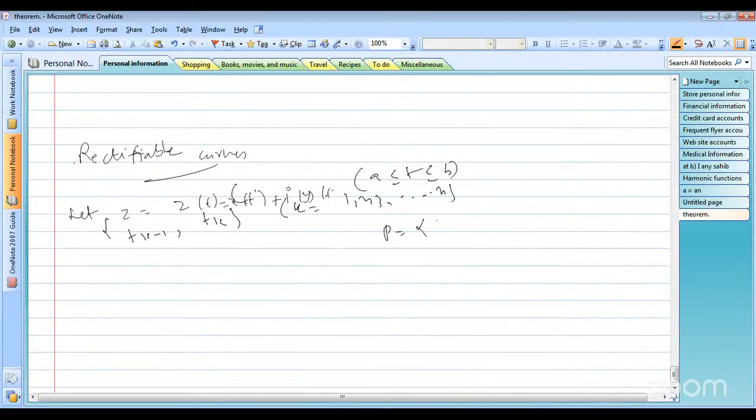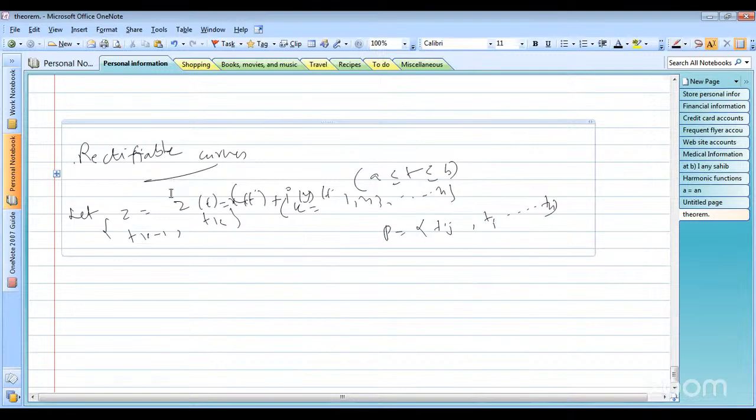The set P is equal to t0, t1, t2, t3, up to tn, is called a partition of the interval a, b. You can write a partition of the interval a, b here. We can observe that there are n minus 1 intermediate points, that is t1, t2, t3, t4 and so on, t(n-1), lying between the endpoints and satisfying the inequalities.